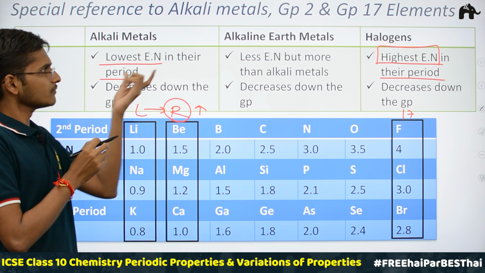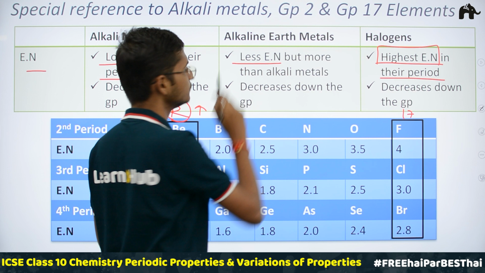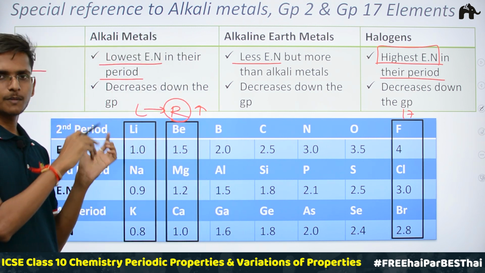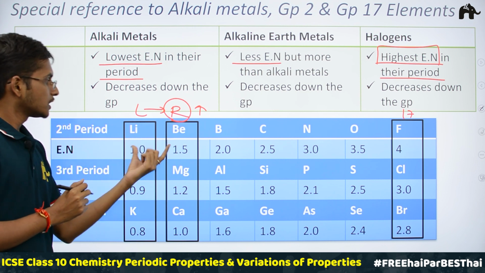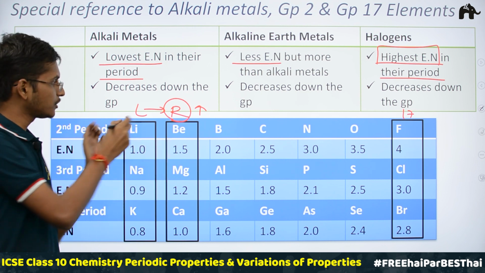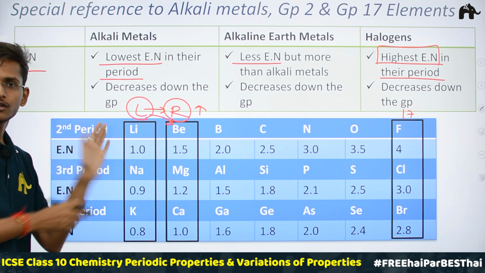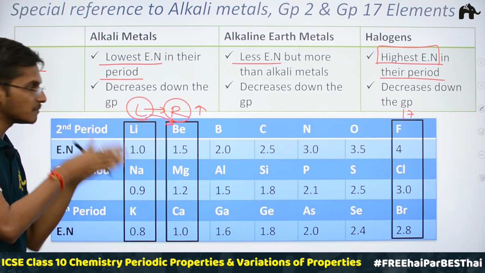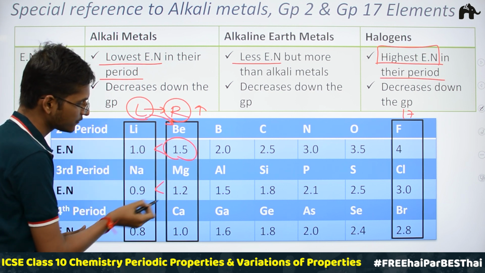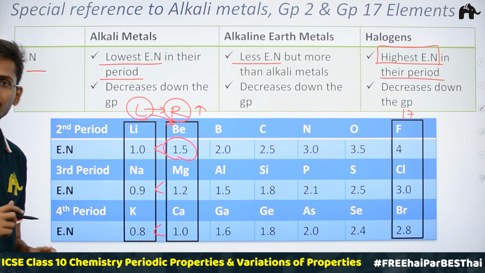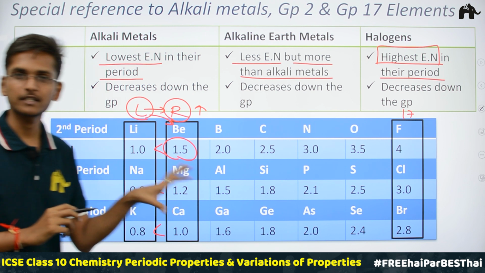Now next, alkaline earth metals. They show less electronegativity value. Now this can also be remembered from the trend only. From left to right it is increasing. So the electronegativity values are less because the alkaline earth metals also belong to the left side. So low electronegativity values they would also possess, but their electronegativity values would be greater than alkali metals. See, 1.2, 1.8, that's the point, but more than the alkali metals.